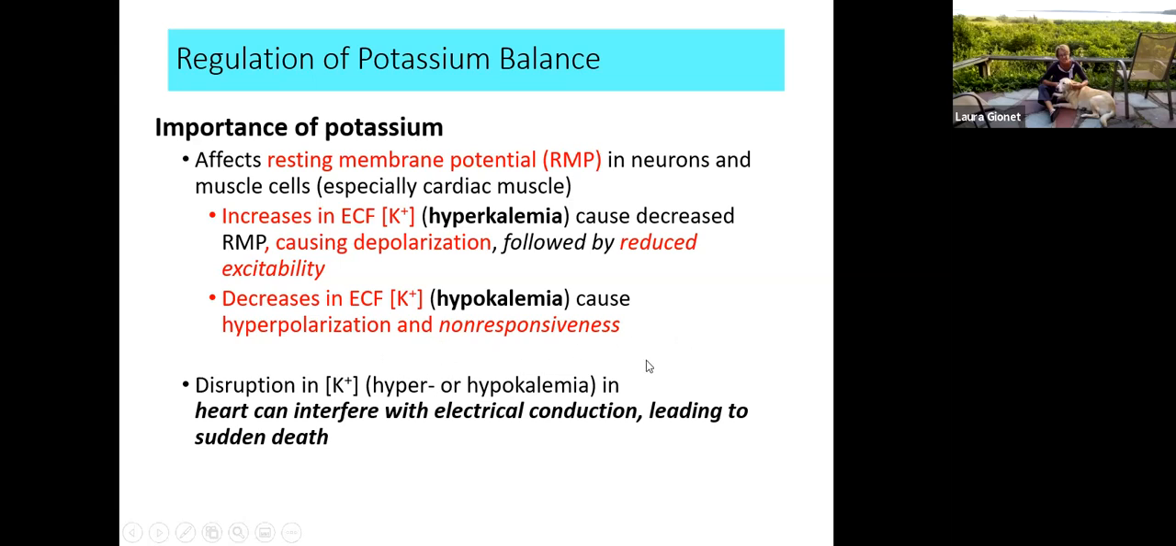Think about it: if it's extraordinarily low in blood and it's supposed to be high in the cell, then more of that potassium through those leakage gates is probably going to escape. And that makes the interior of the cell more negative, not more positive, because you're losing some of these potassiums. So it hyperpolarizes. Disruption of potassium, either hyper- or hypokalemia in the heart, can interfere with electrical conduction, leading to sudden death. So those levels are really, really important to be maintained.